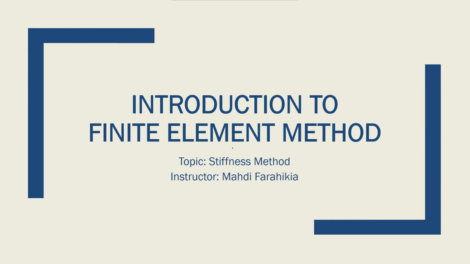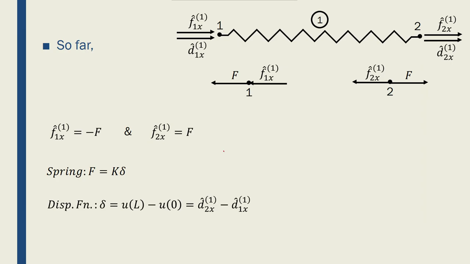Let's now proceed to finding the stiffness matrix of a single spring. So far we discretized the spring into one element shown with the circle and two nodes, node 1 and node 2 here. And then we drew the free body diagrams with F1x1, which I said again.